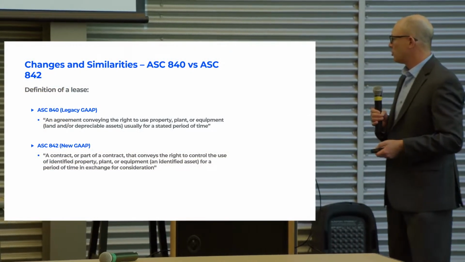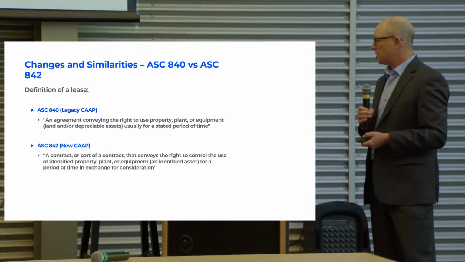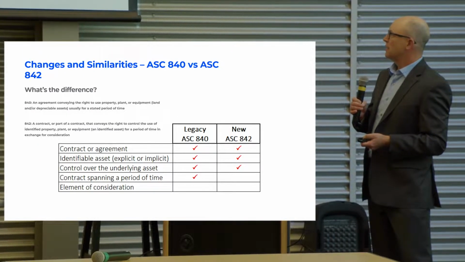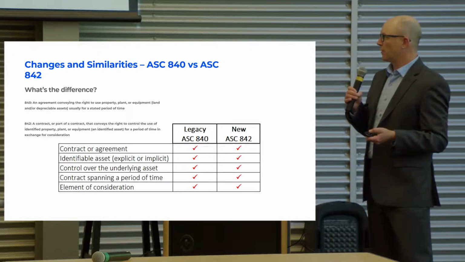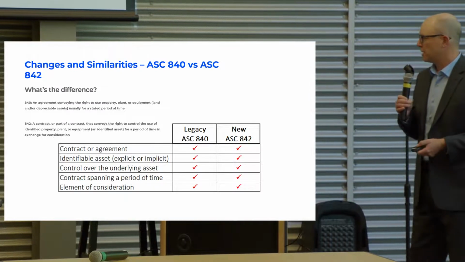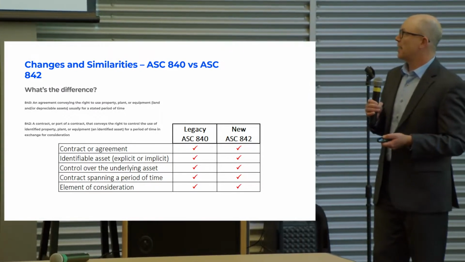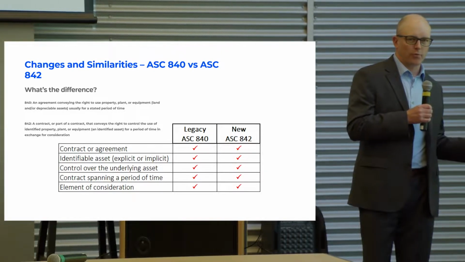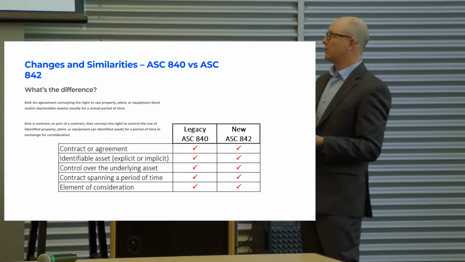So we have two really similar definitions. Not much substantive difference between them. Both have a contract agreement. Both have an identified asset, the element of control, the element of time, consideration. So the definitions are really the same. Chances are, if you had a lease under Topic 840, you're going to have a lease under Topic 842.